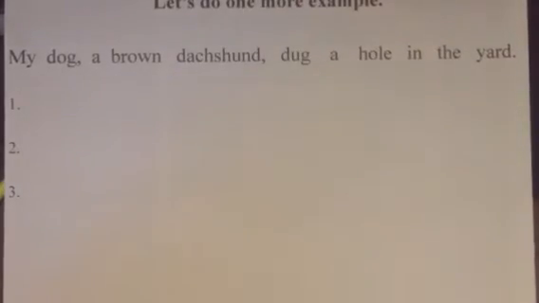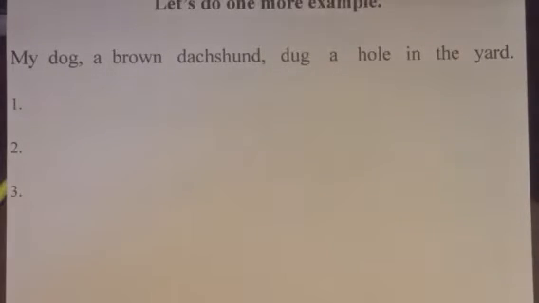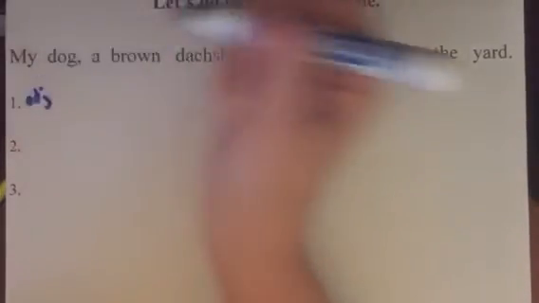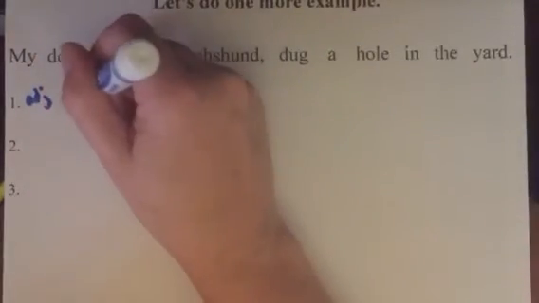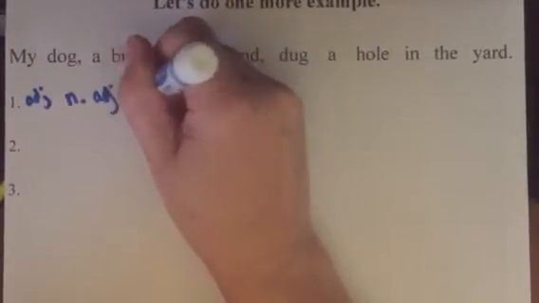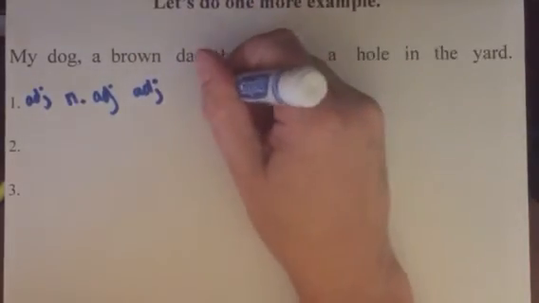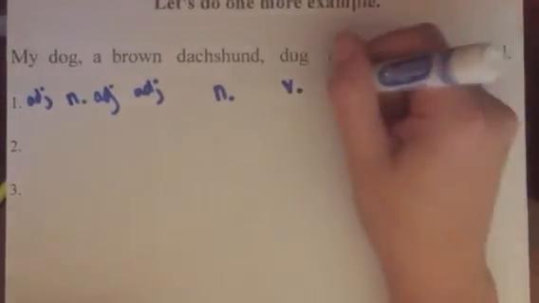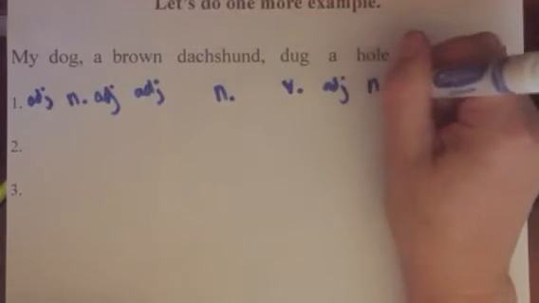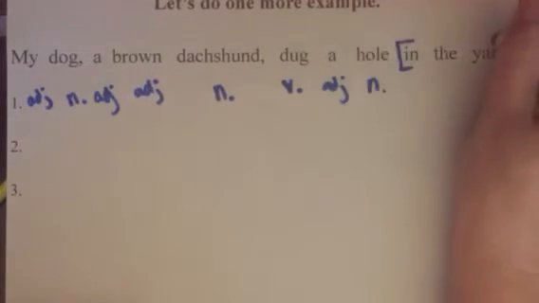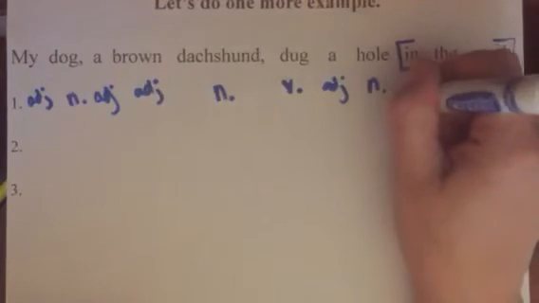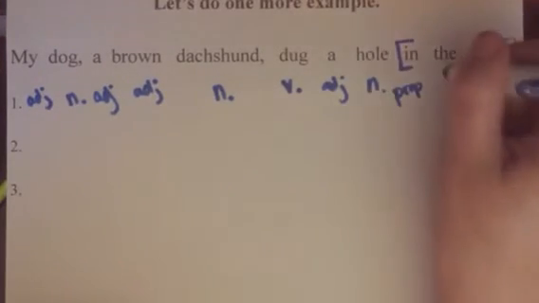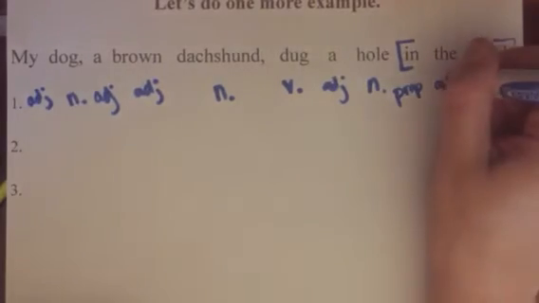Okay, let's do one more example. My dog, a brown dachshund, dug a hole in the yard. So we've got a couple things going on here, but let's do level 1 first. So my is an adjective, dog is a noun, a is an adjective, brown is an adjective, dachshund is definitely a noun, dug is our verb, a is our adjective, hole is a noun, long sentence here, in the yard, it's jumping right out at us here, prepositional phrase, in is a preposition, the is an adjective, yard is our noun.